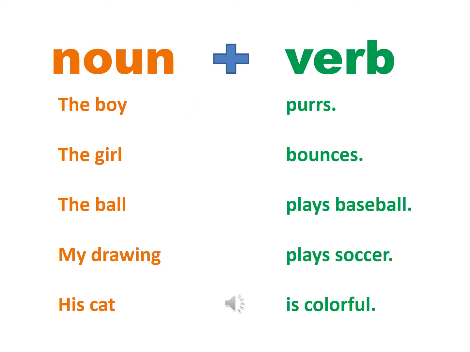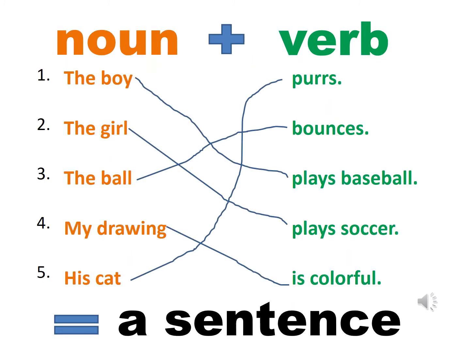Let's do a little practice with this. Noun plus verb makes a sentence. So on the left side under the word noun, I have nouns: boy, girl, ball, drawing, cat. And under the word verb, I have verbs: purr, bounces, plays, is. Those are all verbs. So let's connect them together and make some sentences. Noun plus a verb equals a complete sentence.